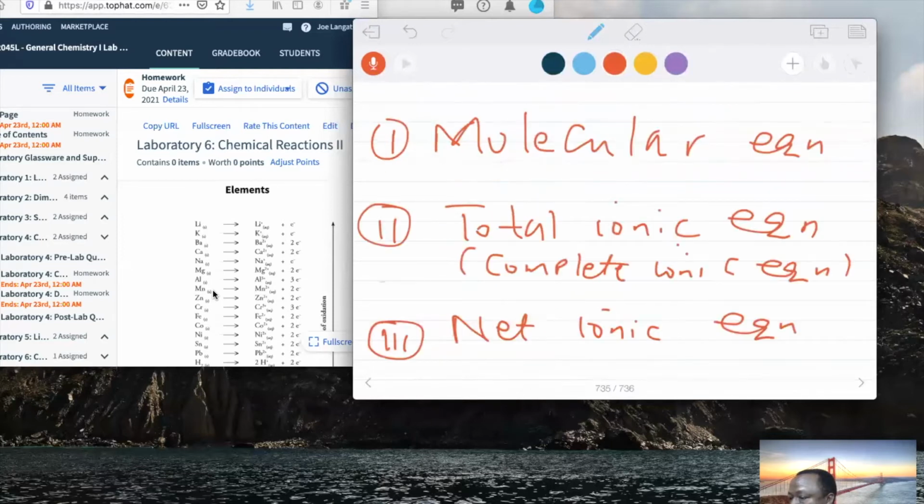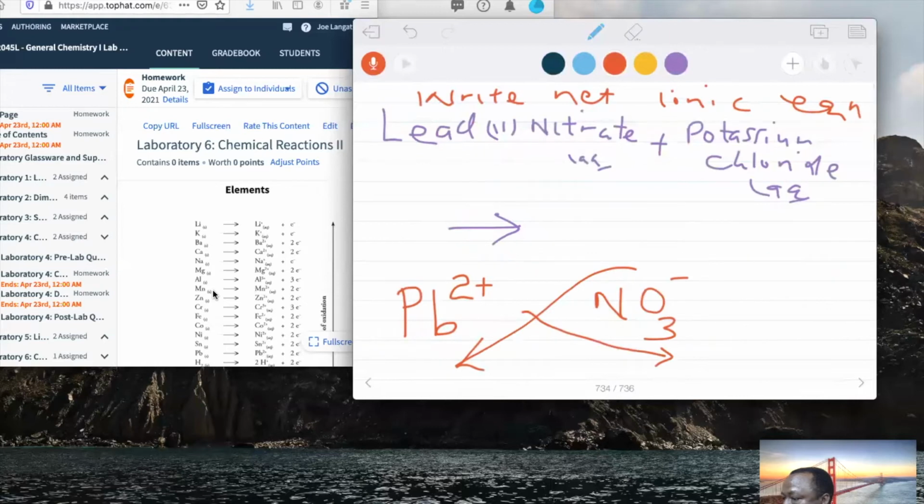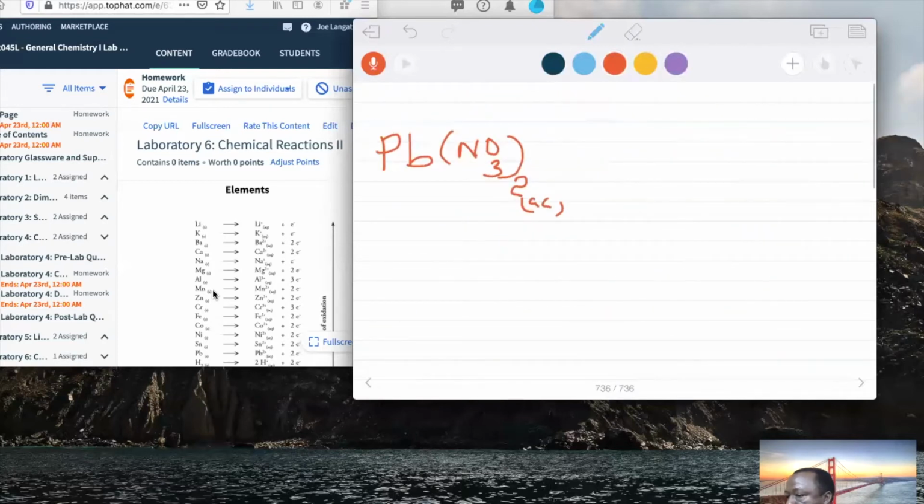As far as the second one, potassium chloride, potassium is in group 1 with an overall charge of +1, chlorine is in group 7, and of course, this will be our second reagent. Meant to say KCl, this is aqueous.